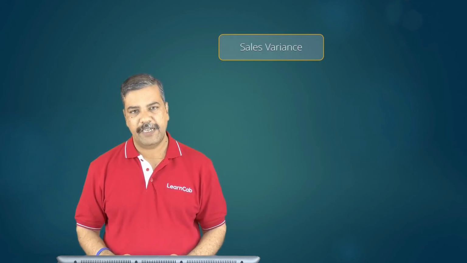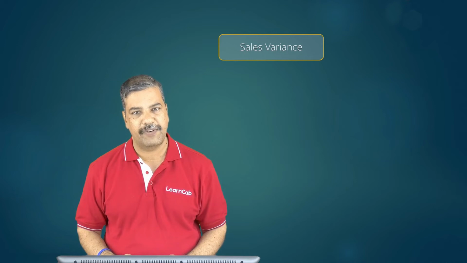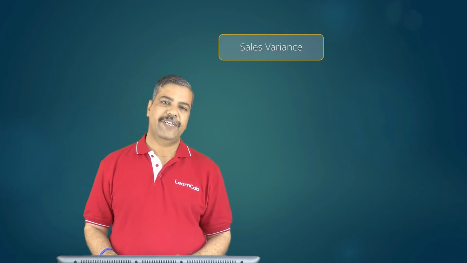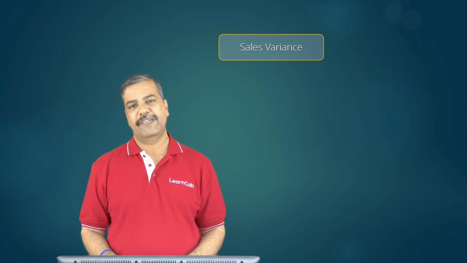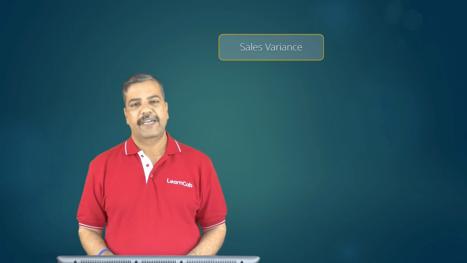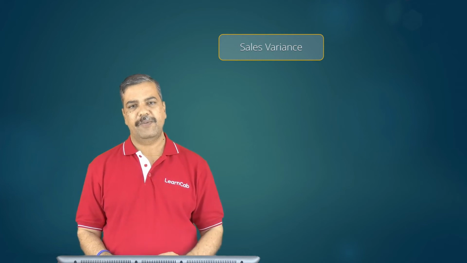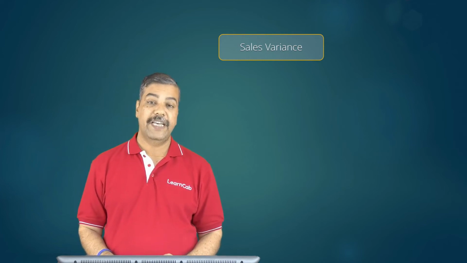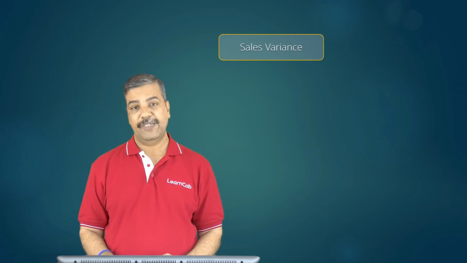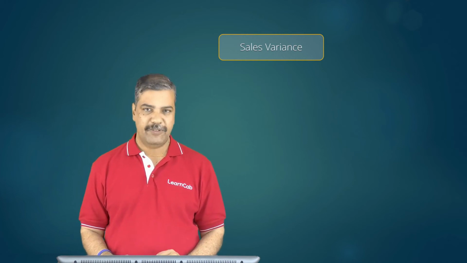Then we are coming to the last part of the variable cost analysis formulas, which is sales variance. This is a very important variance which needs to be done. Apart from your material, labor and overheads, which form part of your costing system, sales is also a very important point you need to understand. What is this sales variance?